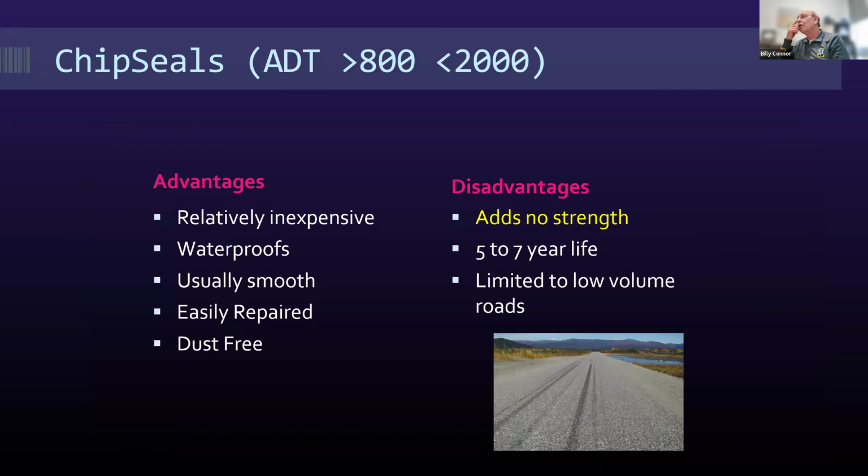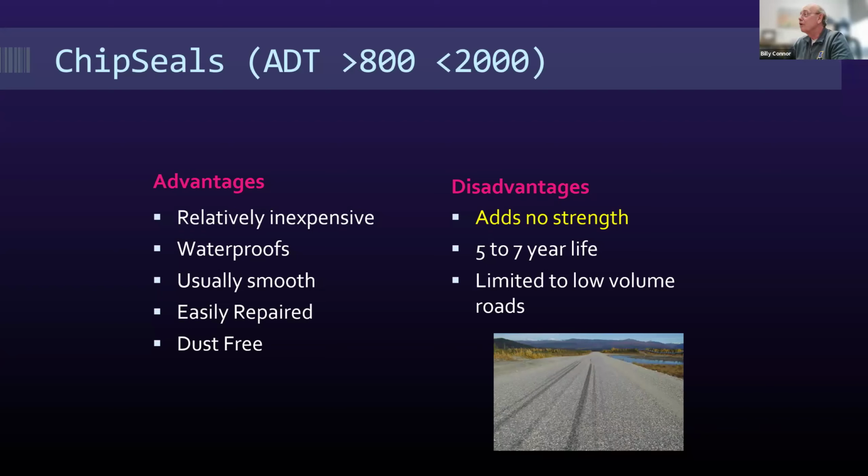Okay. So let's talk a little bit more about chip seals, and you would use those when you've got greater than 800 vehicles per day or less than about 2,000. It's relatively inexpensive, and you're just putting down the road structure, and then you're adding to that a thin layer of asphalt and aggregate course on there. You typically get about 3/4 of an inch of pavement thickness out of that, so it works pretty well. It's fairly smooth, waterproof, fairly easy to repair. And of course, what we're talking about here is dust free.